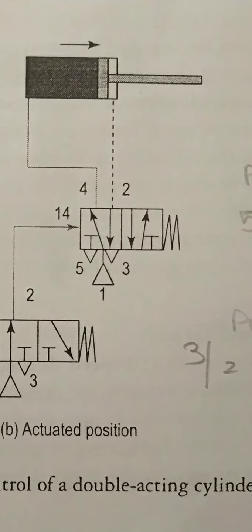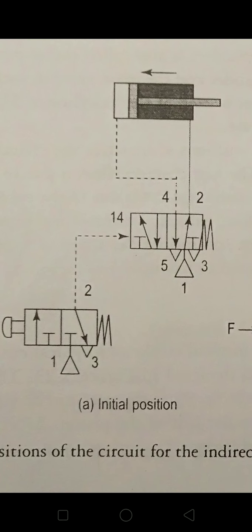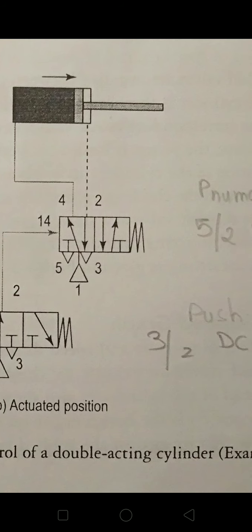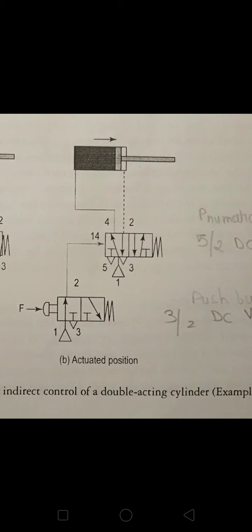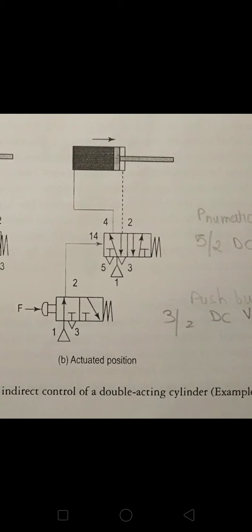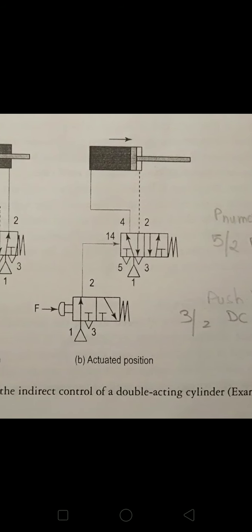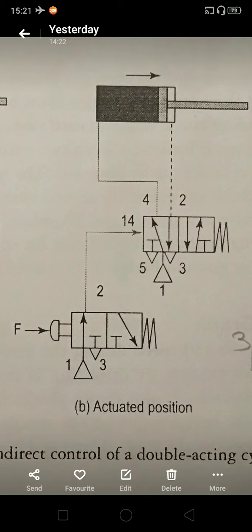So here we will apply a throttle valve. This is how the circuit will look like. This is the initial position, right? And this is the actuated position. So we have used a 3x2 DC valve, a push button valve, which is at your end, and in the arrangement shown earlier, it has a pneumatically operated 5x2 DC valve, right? So when force is applied, 1 is connected to 2, which is connected to 14, which is a pilot port.